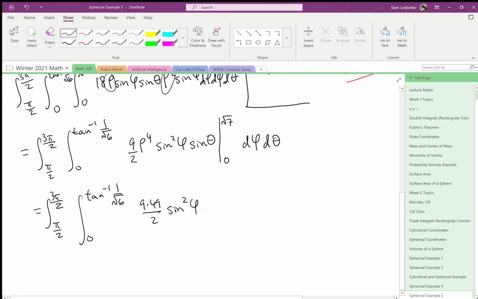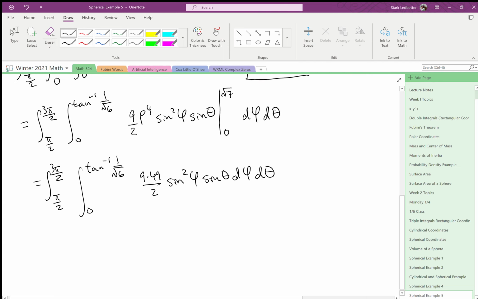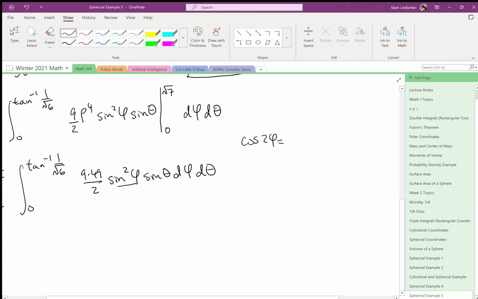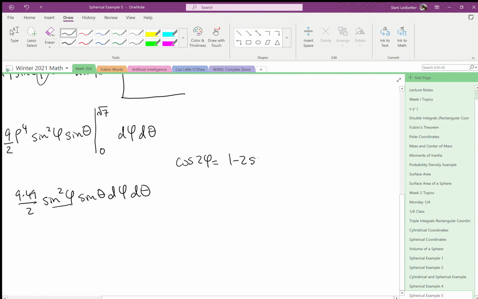Sine squared phi, sine theta, d phi, d theta. Okay. Now this is ugly, right? We need the trig identity. Cosine 2 phi is 1 minus 2 sine squared phi. So sine squared phi is, other way around, 1 minus cosine 2 phi over 2. I rearranged that equation correctly.